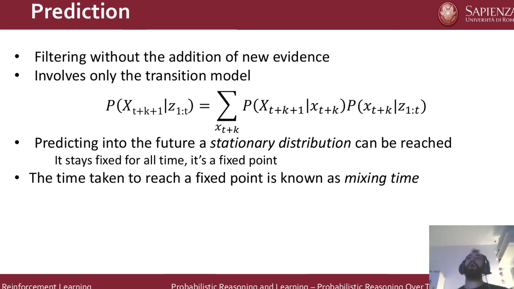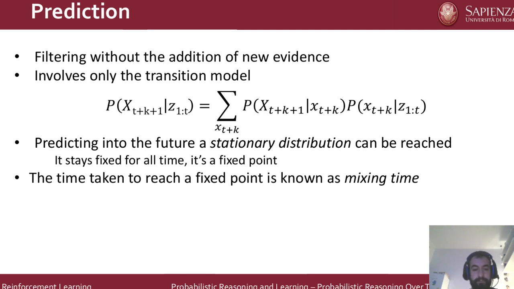Now, what do we do if we don't have the addition of new evidence? Let's say we want to predict now, given that we have seen yesterday and today the values for umbrella, whether 2 days from now it will be raining or not. We do the same we did in the previous example until today, and then from today on we just use the transition model.